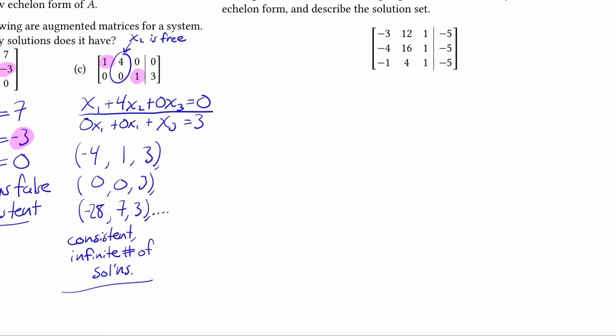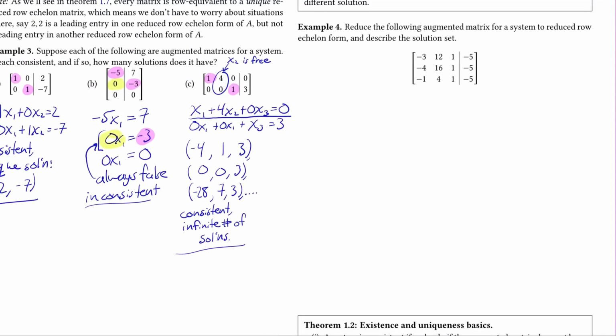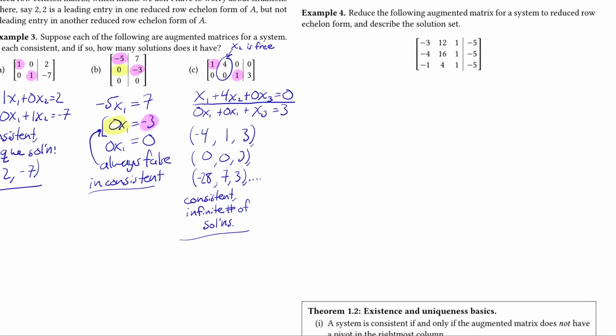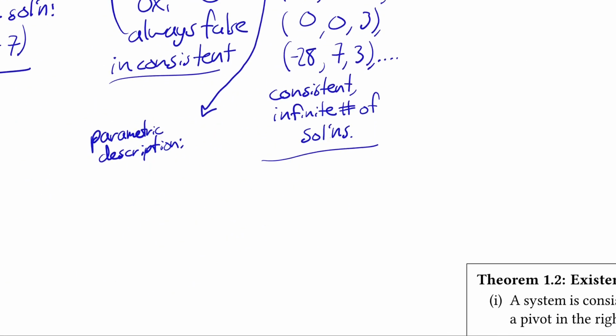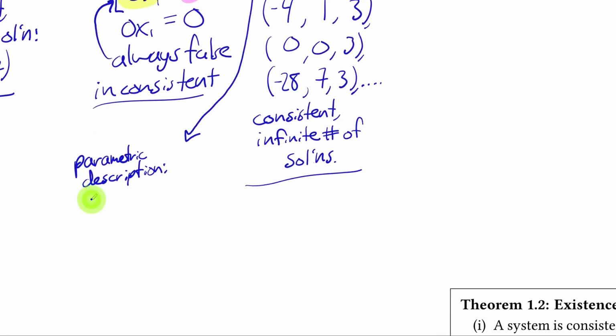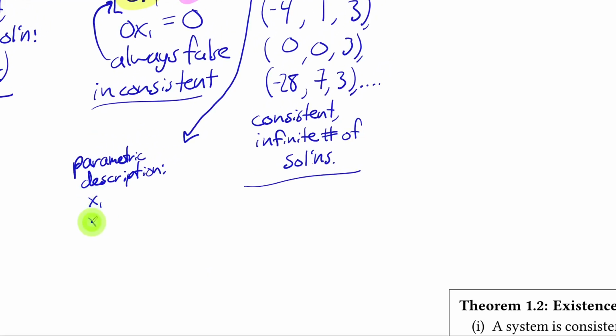So right now, this isn't directly telling you some solutions. I kind of had to do a little work in my head to figure out what are the x1s that go with x2. It's better if we can get a parametric description of this solution set. So let's do that. We want to solve for all of the variables in terms of the free variables. So all the variables are x1 and x2 and x3.